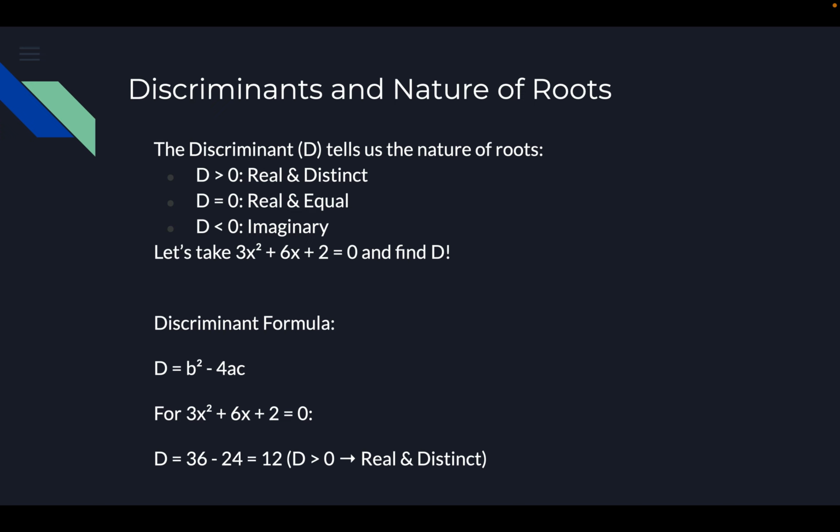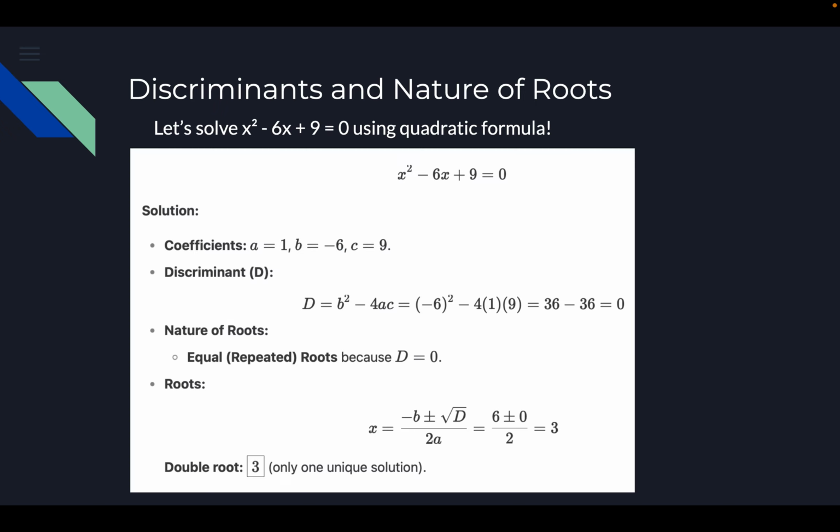Here again D is greater than 0, so the roots are real and distinct. We can solve it using the previous example again. Now let's look at the other two examples of how the roots can be equal.